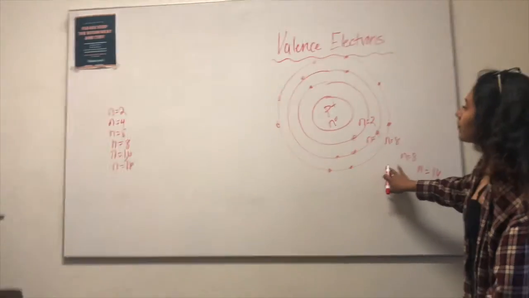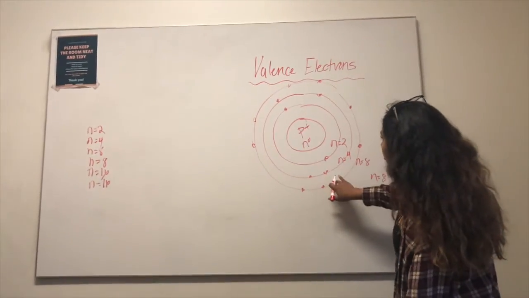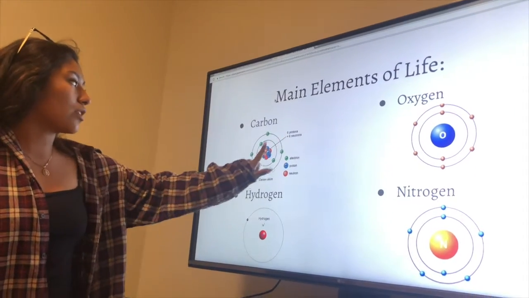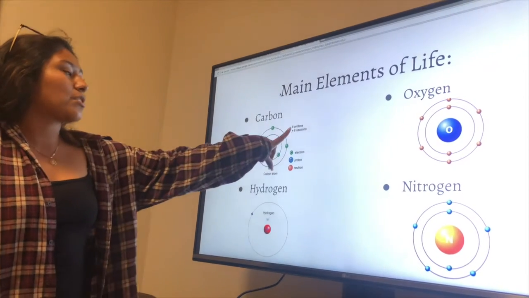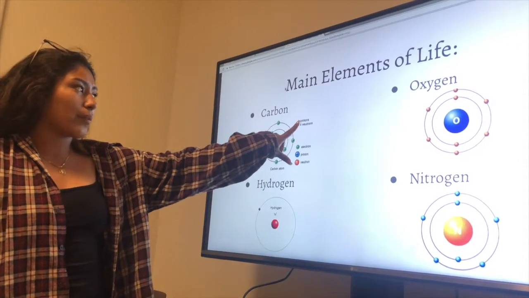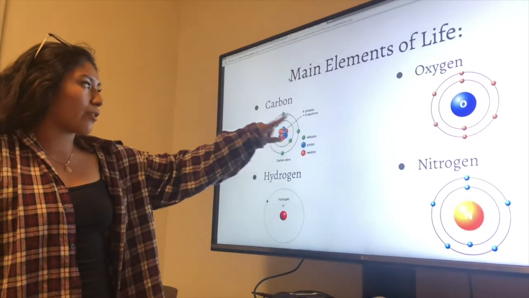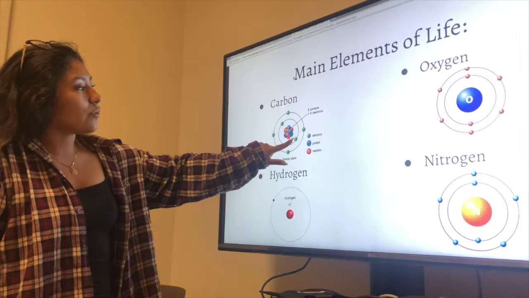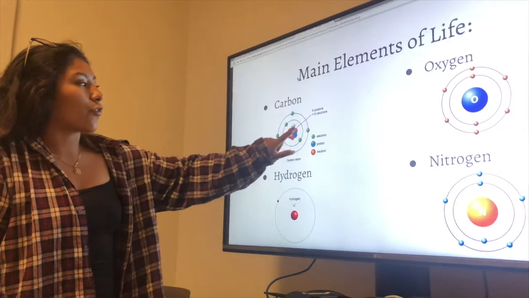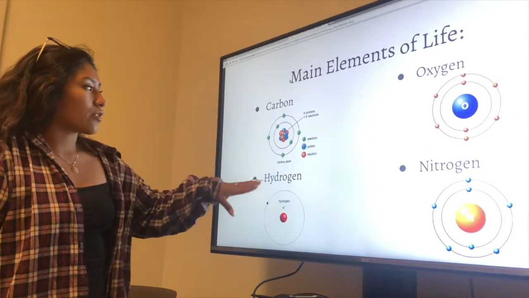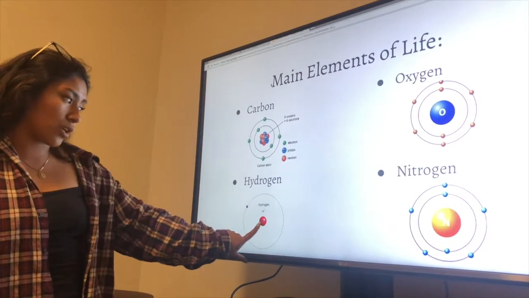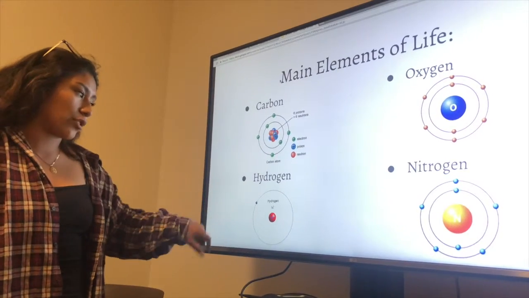So, protons, neutrons, and then electrons. We can see in this slide how it works out. Carbon has 6 protons and 6 neutrons. Since the number of protons equals the number of electrons, there are 6 electrons. In the first shell there are 2 electrons, and then in the other there are 4, so it all equals 6. This is the carbon atom. As we go on, we know that hydrogen has 1 proton, so it only has 1 electron.